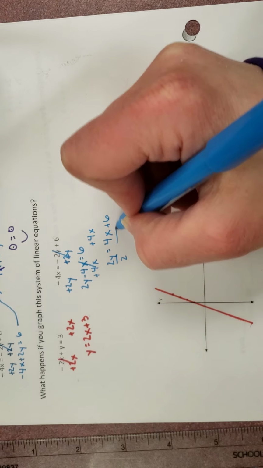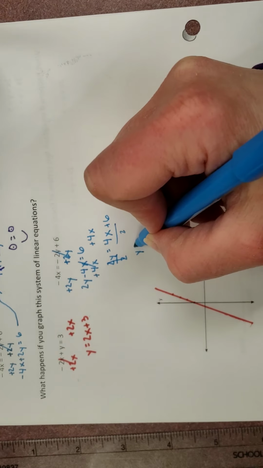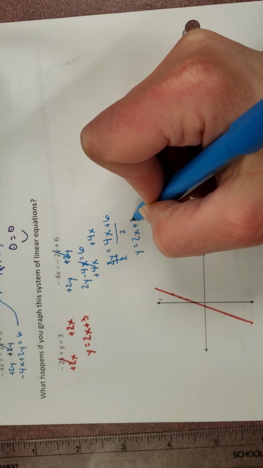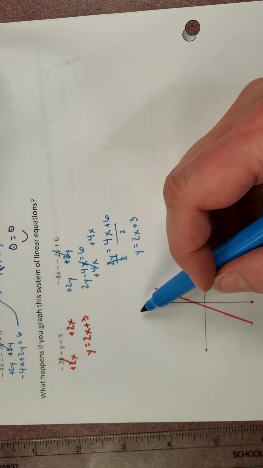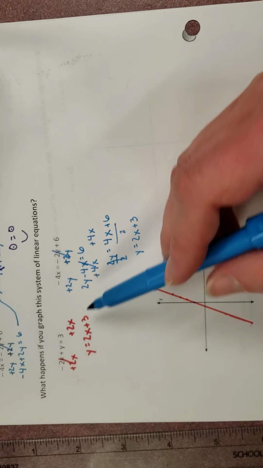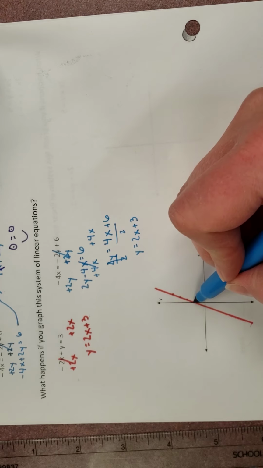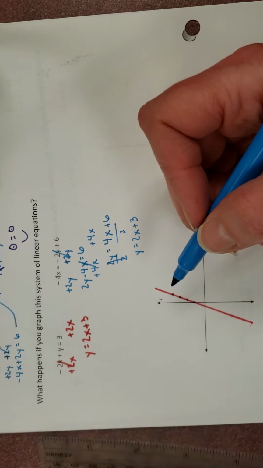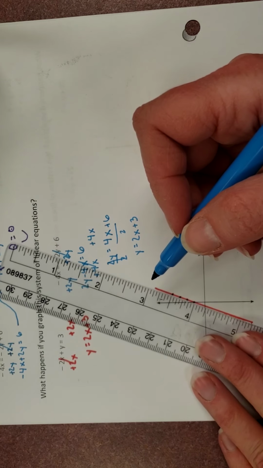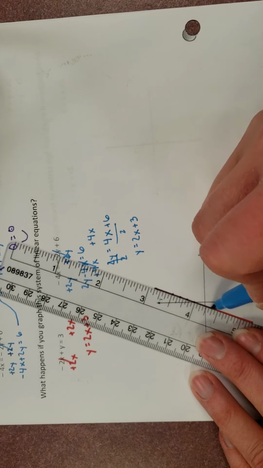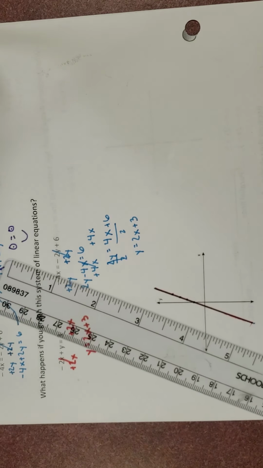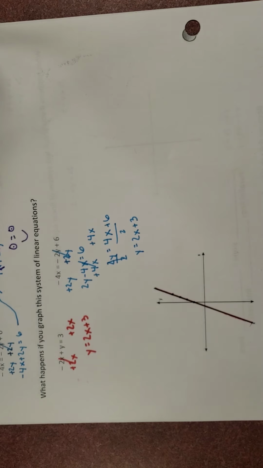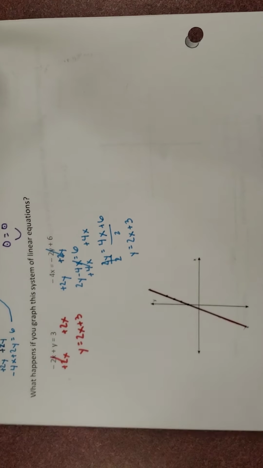And that needs to be by itself. So y equals 2x plus 3. Well, wait a minute. There's my intercept at the same. Can that be? Is that possible? Let's look at this.